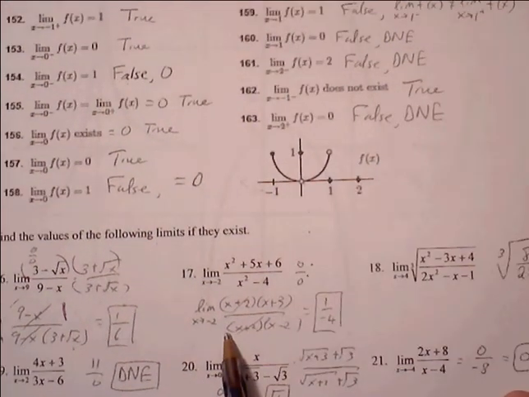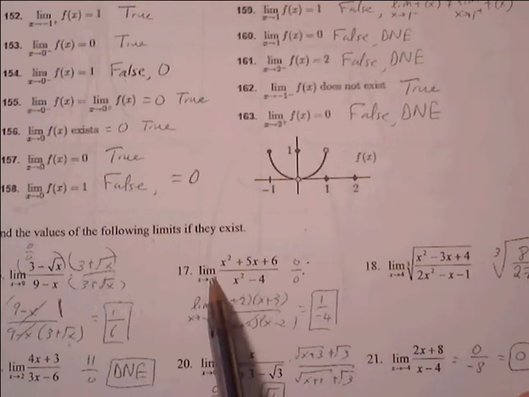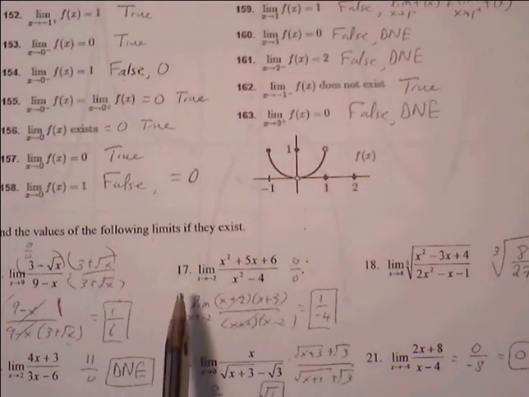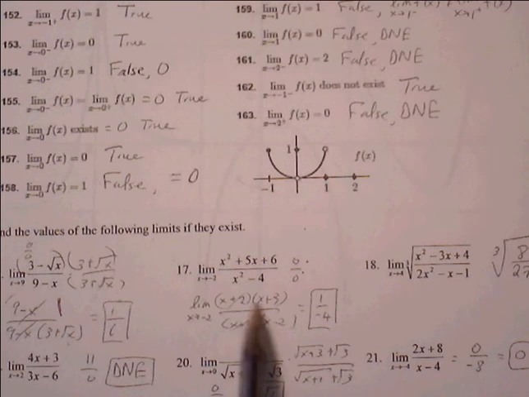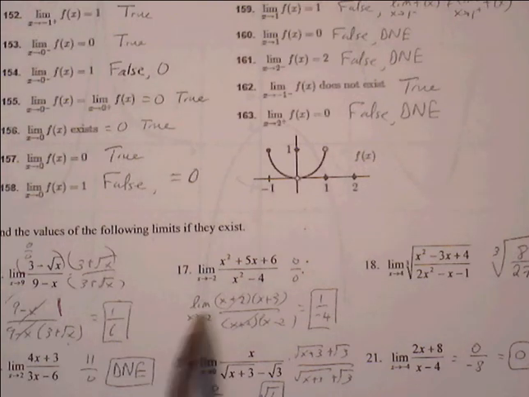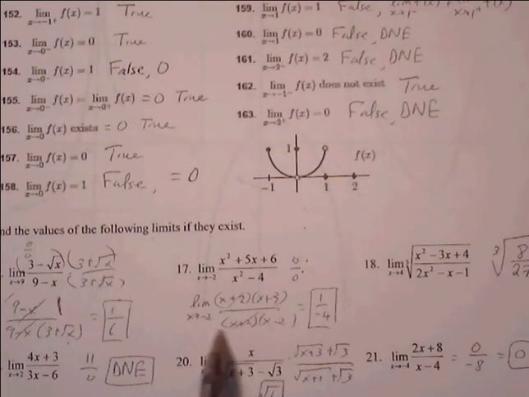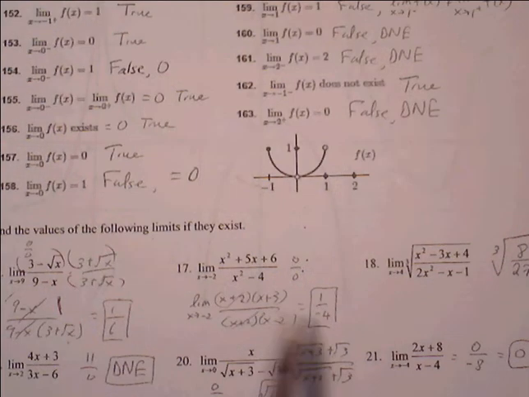Okay, 17. If we plug in negative 2 to begin with, we get 0 over 0. So that tells us we can keep going with the problem by factoring. The numerator factors to be x plus 2 times x plus 3. The denominator factors to be x plus 2, x minus 2, difference of squares. So we can cancel out the x plus 2's and we reevaluate the expression. We get negative 2 plus 3, which is 1. Negative 2 minus 2 is negative 4, so negative 1/4.